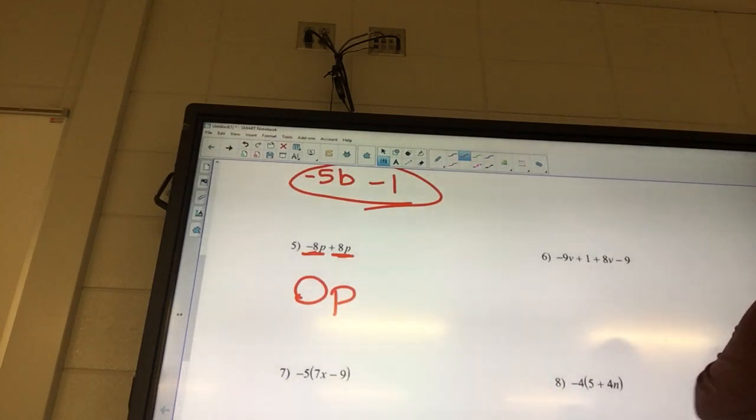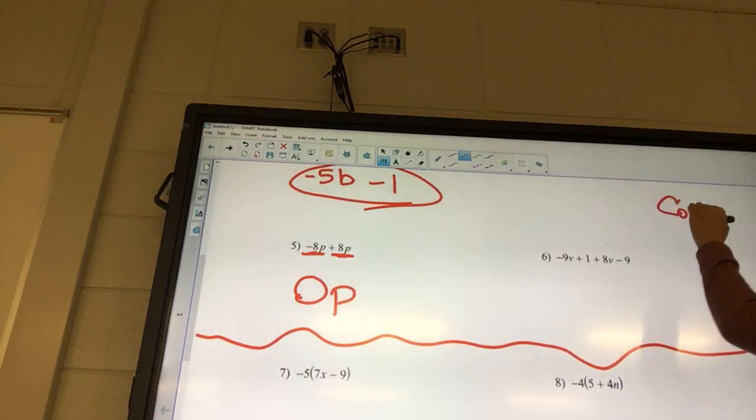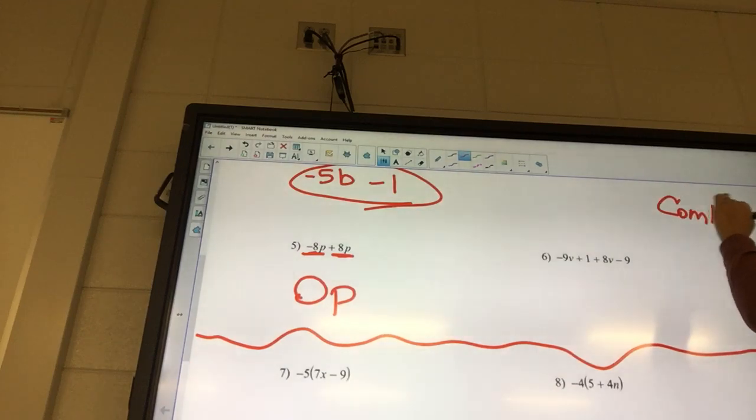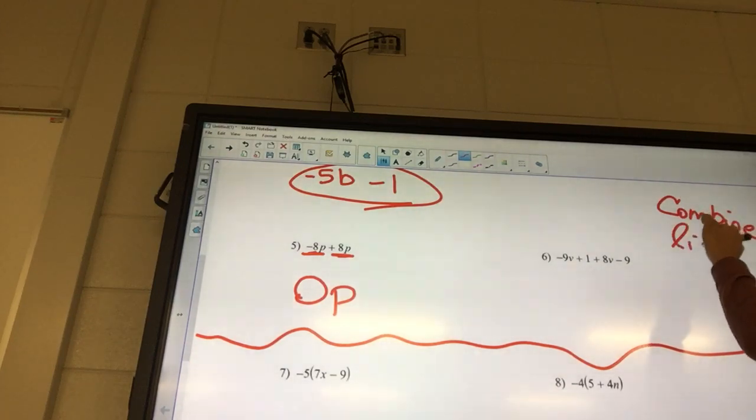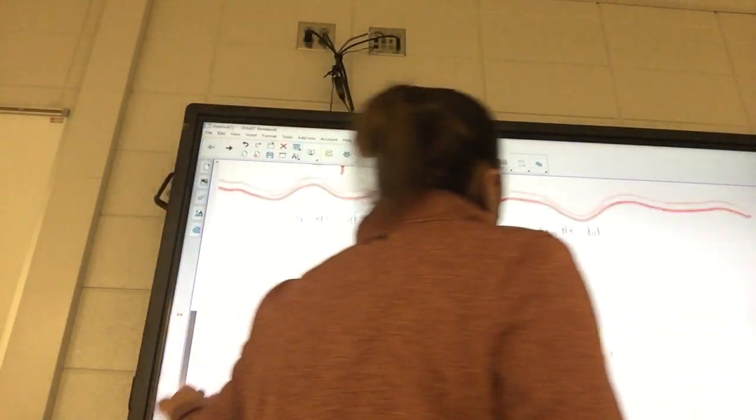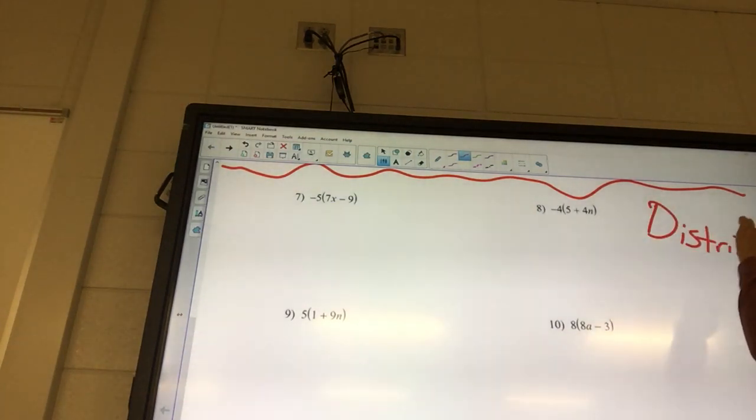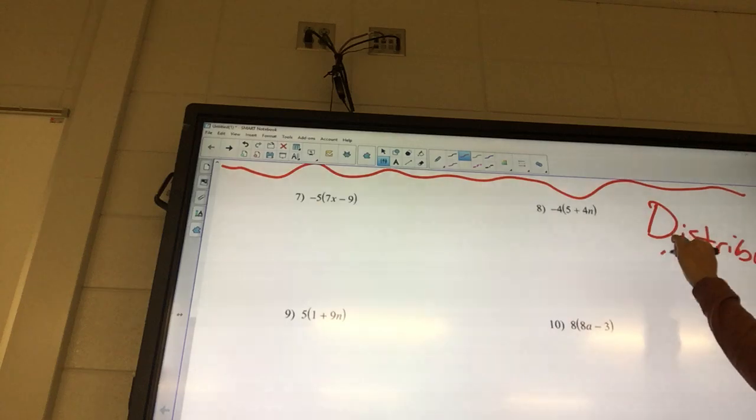Okay, these ones, and maybe draw yourself a little line. These ones are all just combining like terms, and that's kind of a review from what we did the other day. We just put stuff together when we were adding and subtracting, etc. The next section on here is distributing though. Okay, this is all distributing. And it really means multiply.